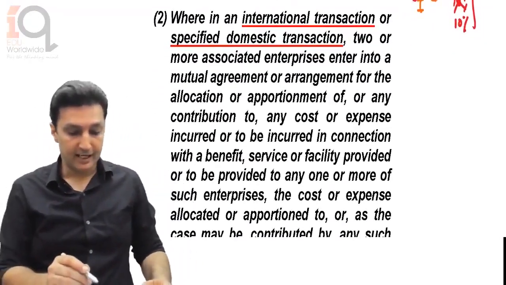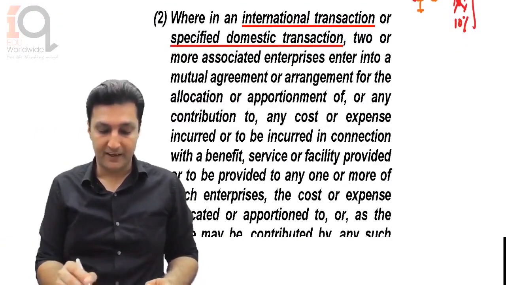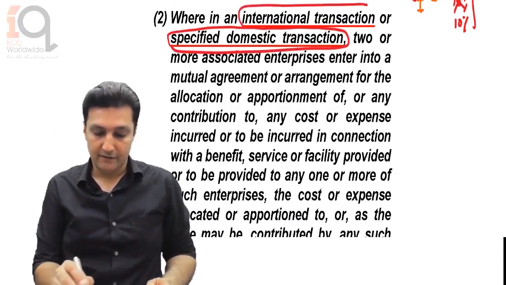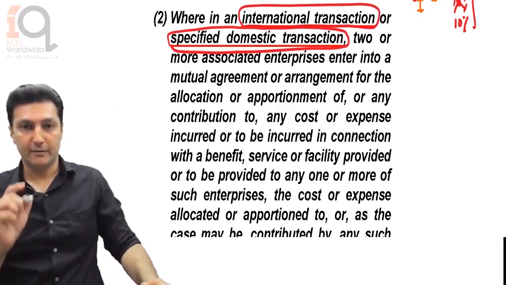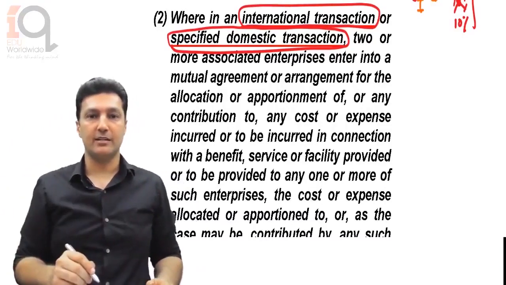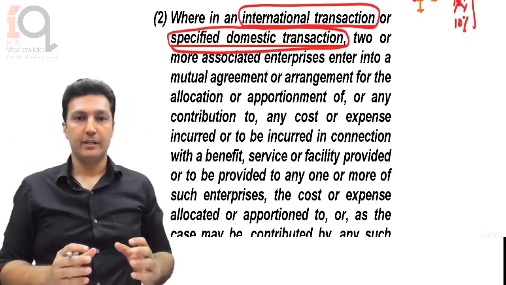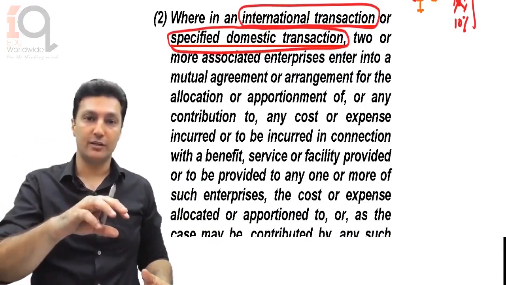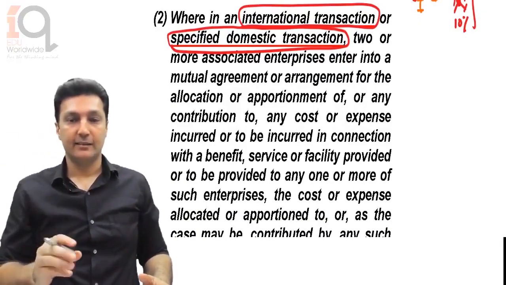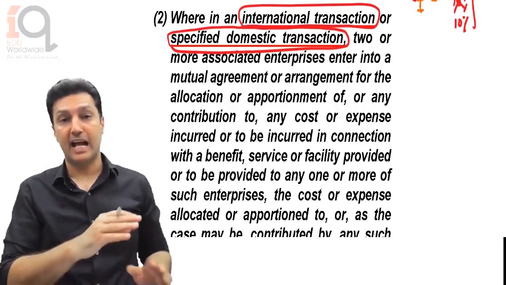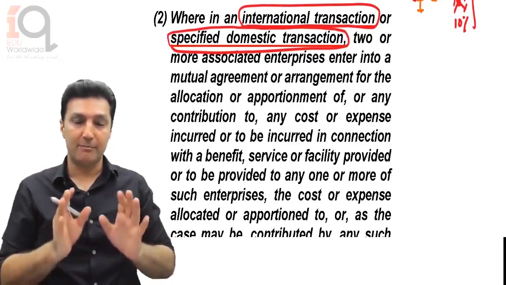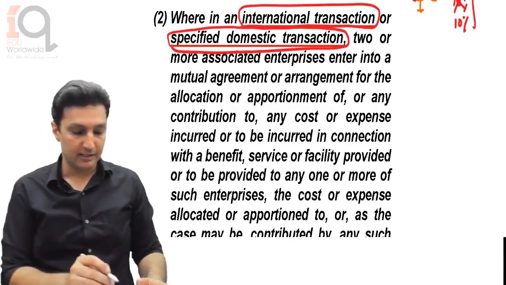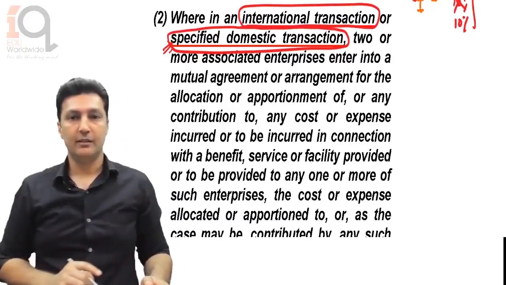Subsection 2, where in an international transaction we come to specified domestic transactions. So there are certain specified high value domestic transactions which will be covered by 92BA. We will be talking about specified domestic transactions. Just to give you an idea, we in 80-IA talked about inter-unit transfers where one unit is eligible for 80-IA, the other is not. Similarly, 10AA. Now those are specified domestic transactions. If the aggregate value is more than 20 crores, then the provisions are applicable to the specified domestic transactions as they are to international transactions. But let us leave that for the moment. We will do that in topic 28.4.